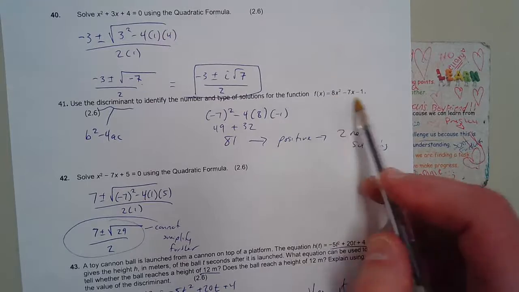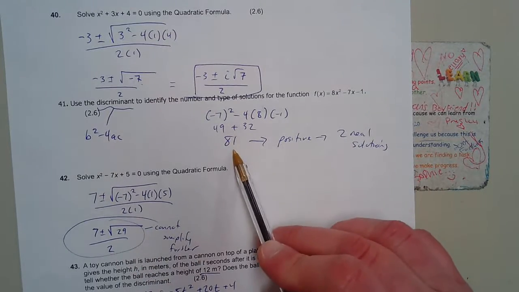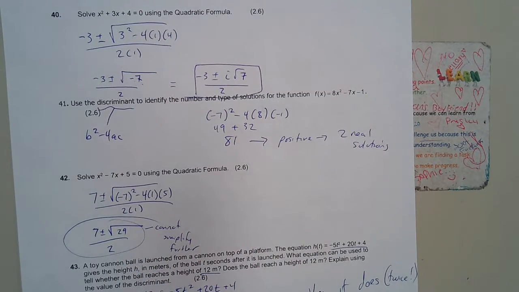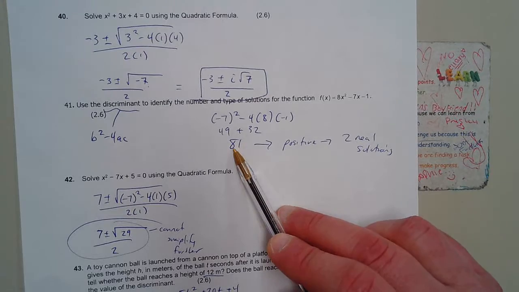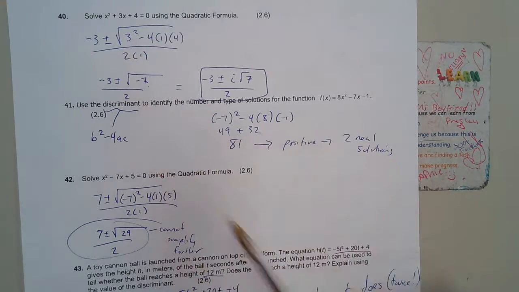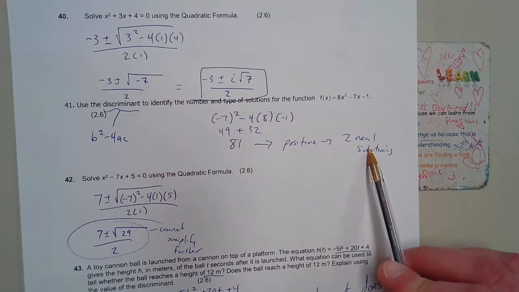So in this case, I took my a, b, and c, and I just did the discriminant, and I got 81. Now that 81 doesn't tell you anything. 81 is not the solution. 81 is not anything to do with the problem. The fact is, it's a positive number. And since you're taking the square root of a positive, that means you're going to get 2 real solutions.